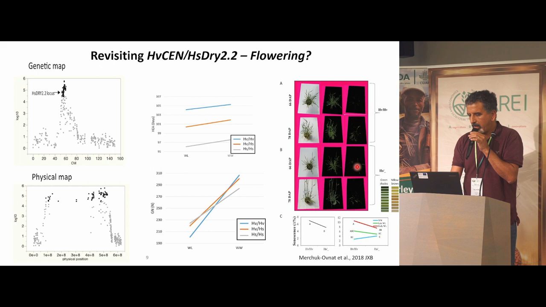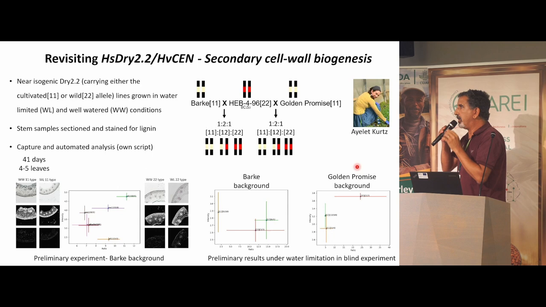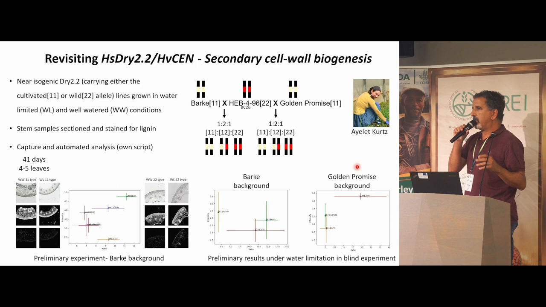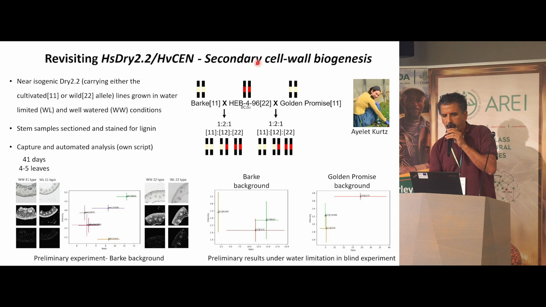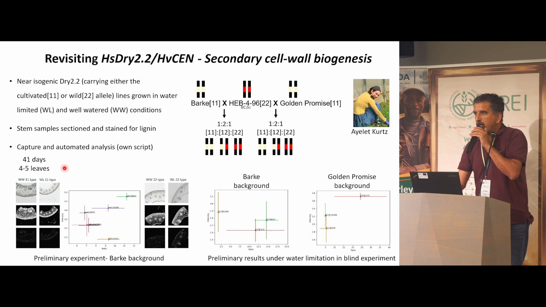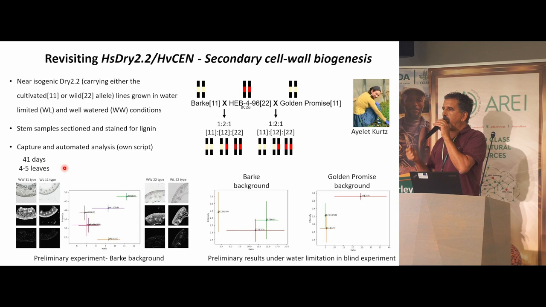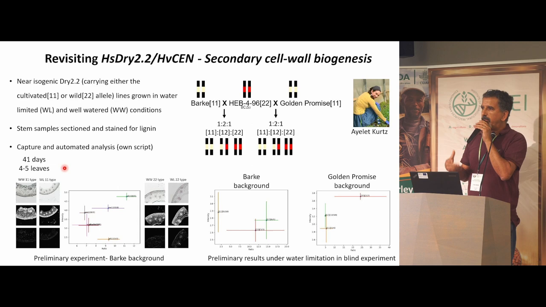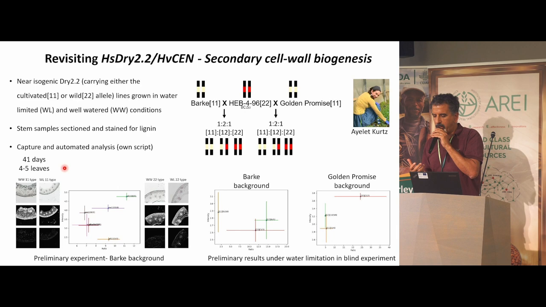And a new PhD student came to the lab, a very talented Luana Yelet, and she decided to take those results and do a blind experiment in which she takes a segregating population. She took the carrier of the wild allele, from the HEAD population, and crossed it to Barker and to Golden Promise, two backgrounds, and made a segregating population. And she basically took the stems, cut them, and did the very tedious work of sectioning those stems, staining, and developed an algorithm to do high-throughput counting of the lignin content in these.